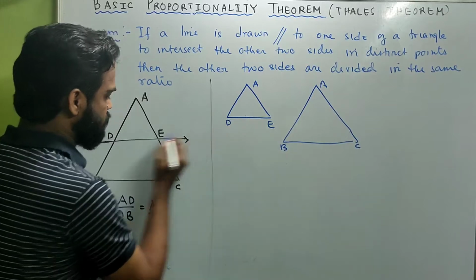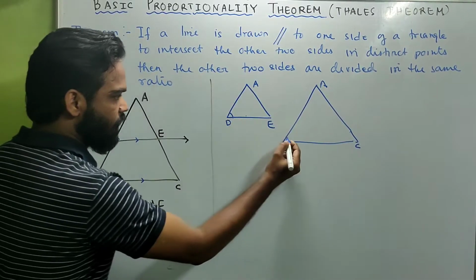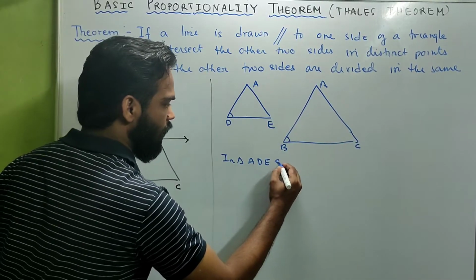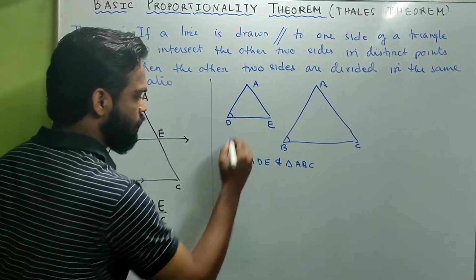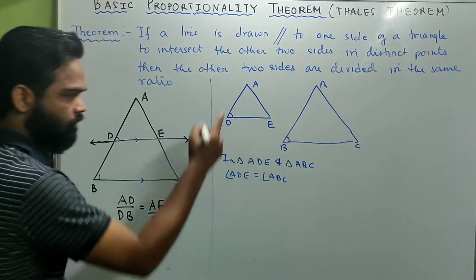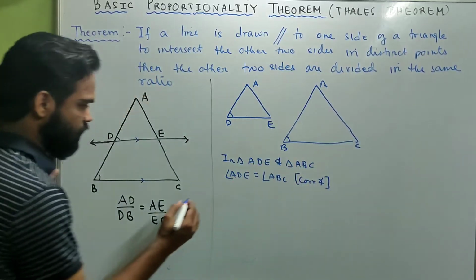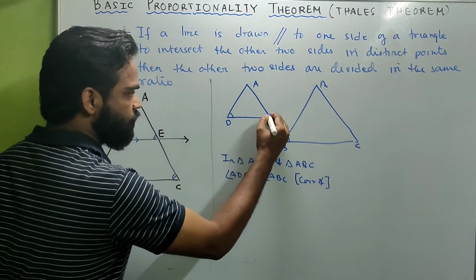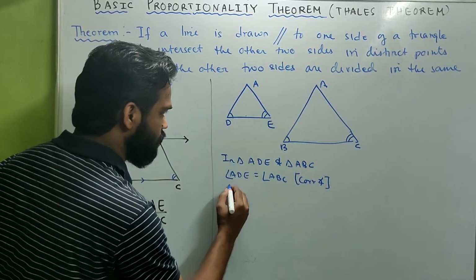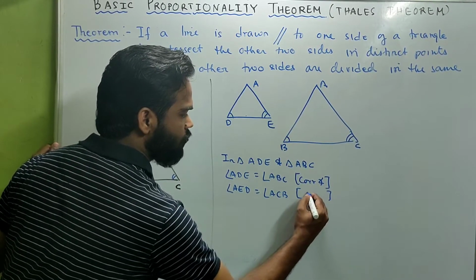Now, these two lines are parallel, which means this angle and this angle will be equal, which means angle D and angle B will be equal in triangle ADE and triangle ABC. Angle ADE is equal to angle ABC, corresponding angles, isn't it? Because they are parallel lines. Similarly, angle E and angle C will be equal, which means I can write angle AED is equal to angle ACB. Again, the reason is the same, corresponding angles.